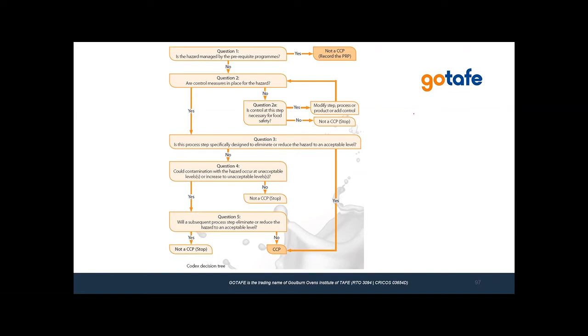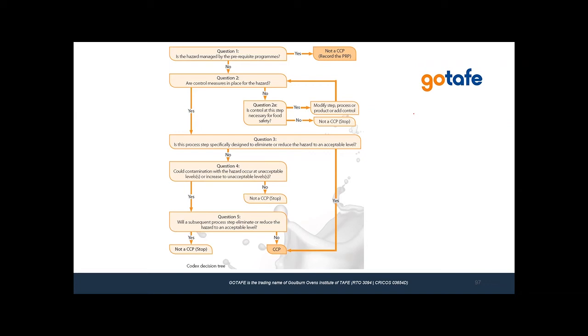If it's yes, you modify this step and process and put a control in place. Okay, so again, this is an improvement process. If you find any loops or gaps in here, you have to fix them. And then you answer question 2 again. And then if you answer yes, you go to question 3.